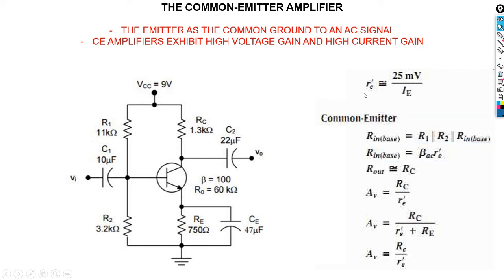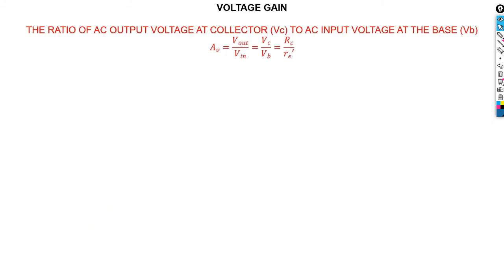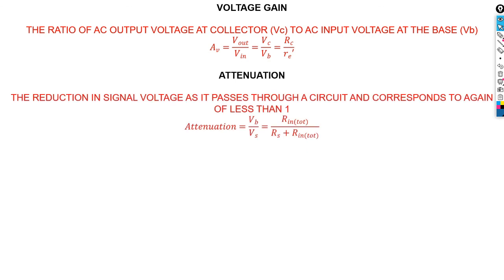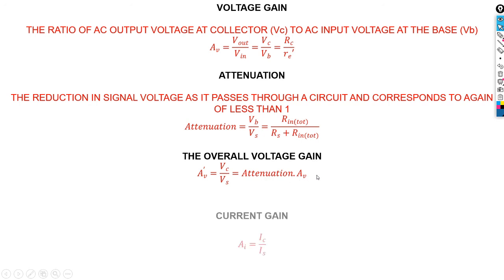Okay, and then once we move, we're gonna talk about the voltage gain. By definition, it is the ratio of the AC output voltage at the collector, VC, to the input voltage at the base. That's how you calculate your voltage gain. The attenuation is the reduction in signal voltage as it passes through the AC circuit, and corresponds to a gain of less than 1. That is our attenuation. You have the overall voltage gain, which is going to be the attenuation times our voltage gain. You have the current gain.